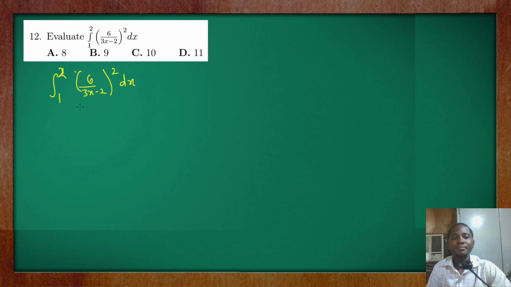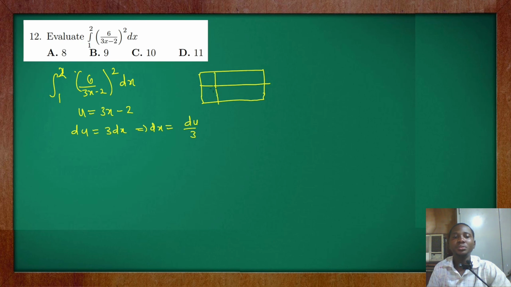Here we use integration by substitution. That is, if we let u be equal to 3x minus 2, that means our du is going to be 3 dx. So that means our dx is du over 3. Since we are using substitution, we need to also change our limits of integration. We are changing our variable from x to u.